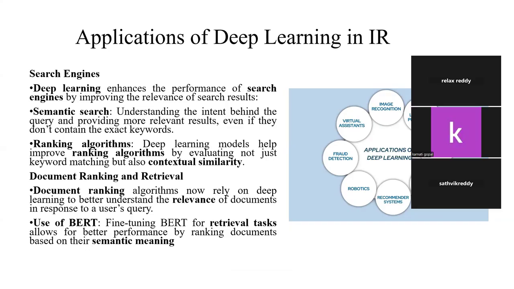Neural ranking models refine search results while query expansion techniques improve search accuracy by rephrasing or adding synonyms. Additionally, deep learning powers personalized search by analyzing user behavior and preferences. These advancements make modern search engines more intuitive, accurate, and context-aware. Next slide, please.